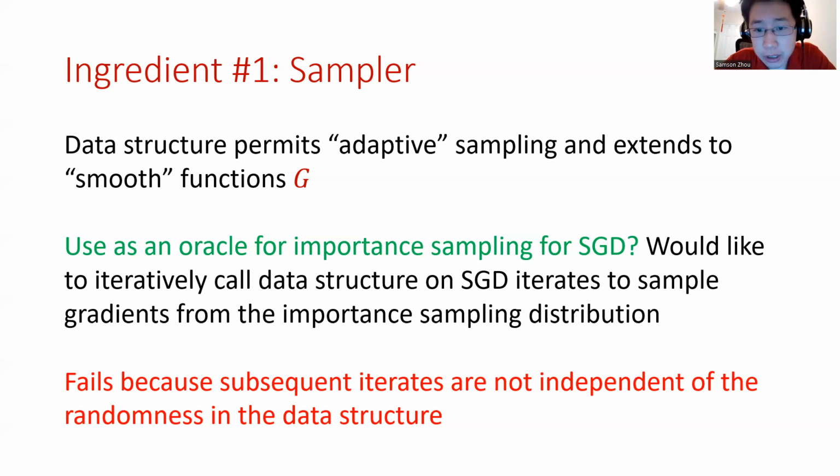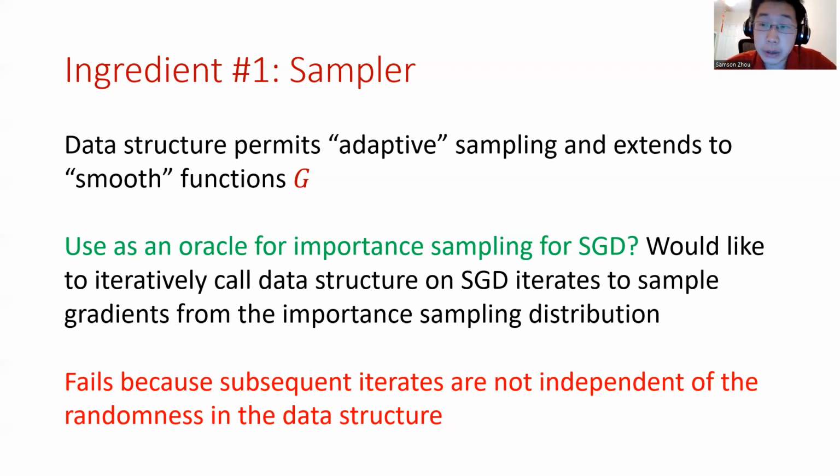In fact, we would like to iteratively call this data structure on SGD iterates to sample gradients from the importance sampling distribution. And it seems like we can do this, right? If we want to run T steps of SGD, then maybe we can just build T of these data structures, apply them T times to get T gradients, call it a day, and run SGD. But this actually doesn't work because subsequent iterates are not independent of the randomness in the data structure. So if we just build one data structure and run it T times, the issue is that by the time we apply it to the third iterate, the value of the third iterate depends on the output of this data structure the first 2 times.